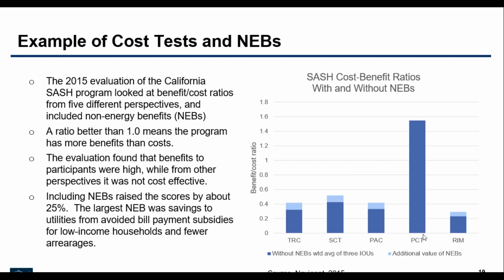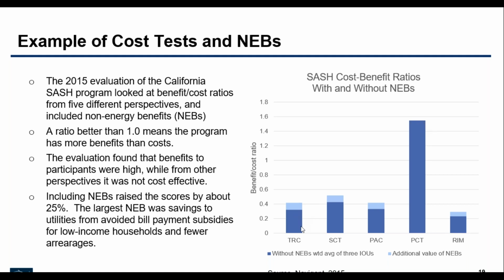the PCT is the participant test, and you can see that it has a much higher cost-benefit ratio. Anything over 1 is considered a higher benefit than cost. So the benefit to the participant is very high, largely because they don't really have to pay the cost of it. These are largely fully funded programs.